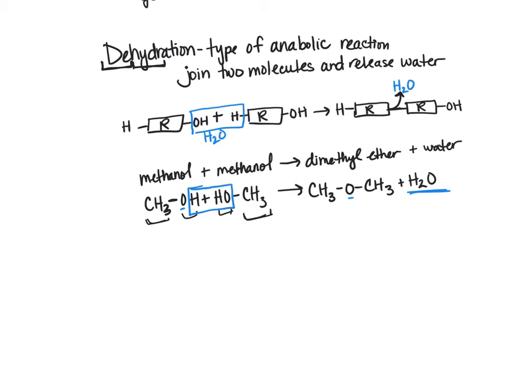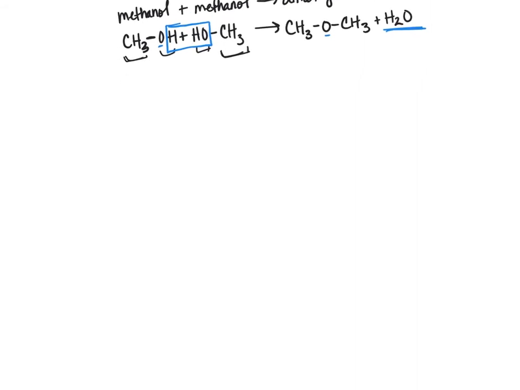This is what we see in living things often during an anabolic reaction. So when we have anabolic reactions, we're building complex molecules. This usually releases water into the environment via this type of reaction, which is called a dehydration reaction. Now, on the other hand, we have what's called hydrolysis. So hydrolysis is another type of reaction. In this case, this is a type of catabolic reaction.